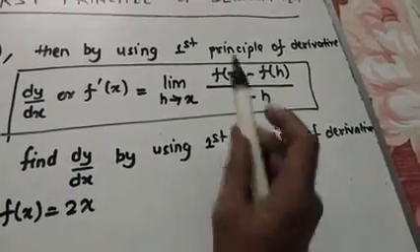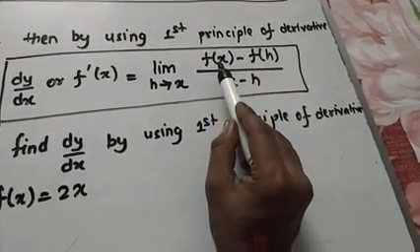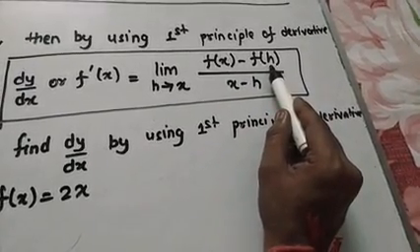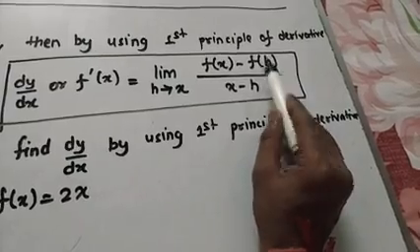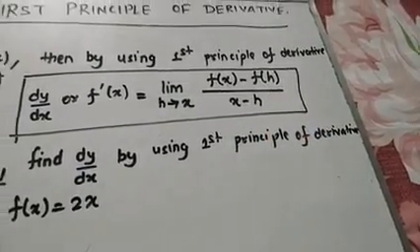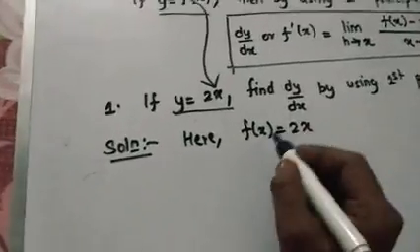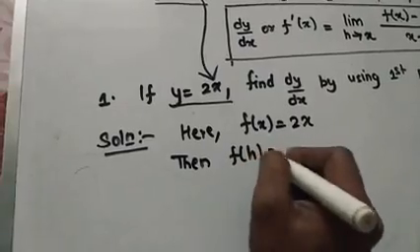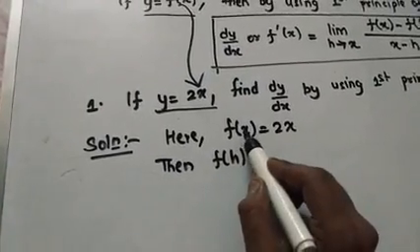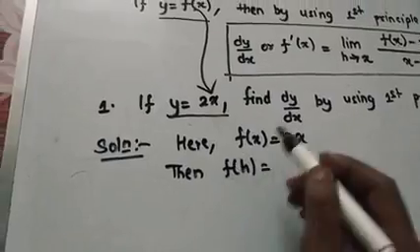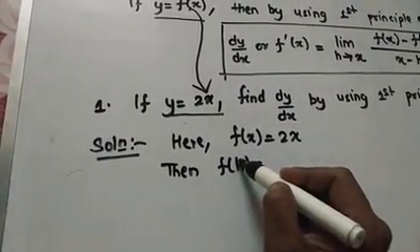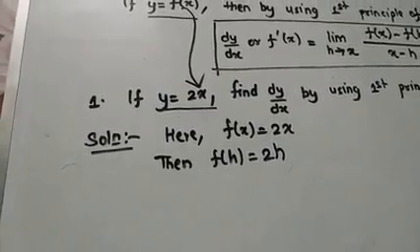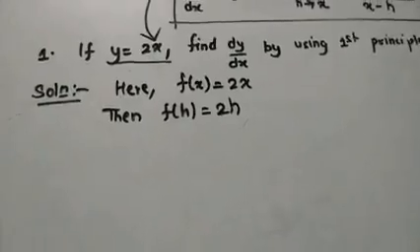Now let us focus on the formula part. What are the terms required in the formula? Number 1 is f of x, and the other one is f of h. So we require these two functions. If f of x is 2x, then f of h will be, just in place of x we have to replace it by h. So f of h is 2h.